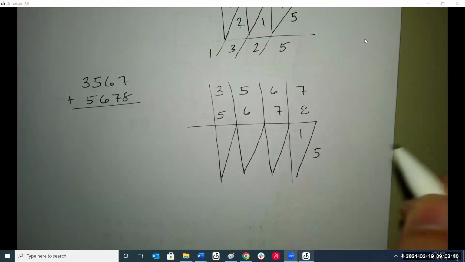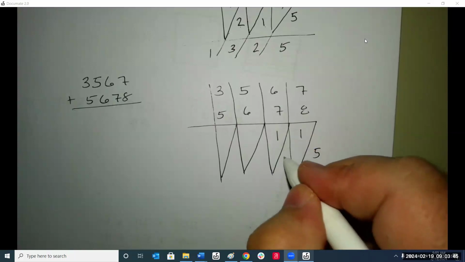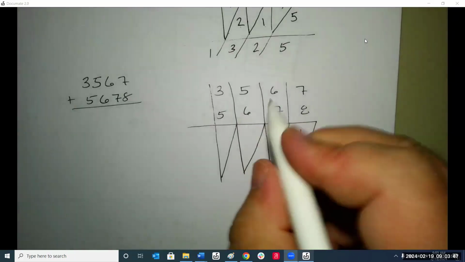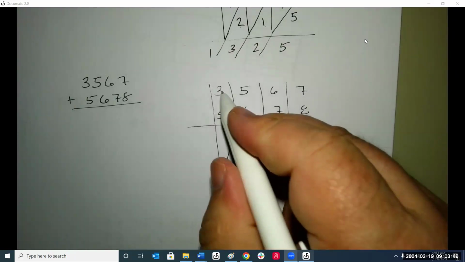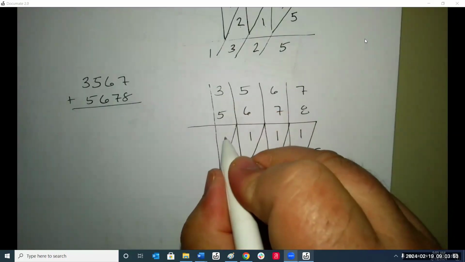Seven plus 8 is 15. 6 plus 7 is 13. 5 plus 6 is 11. 5 plus 8. 5, 3 plus 5 is 8.